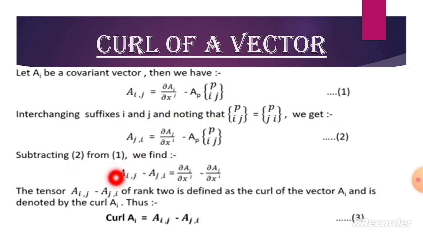a subscript I comma j minus a subscript j comma I is equal to del a subscript I upon del x superscript j minus del a subscript j upon del x superscript I. The tensor a subscript I comma j minus a subscript j comma I of rank 2 is defined as the curl of the vector a subscript I and denoted by curl a subscript I. Thus, curl a I is equal to a I comma j minus a j comma I.